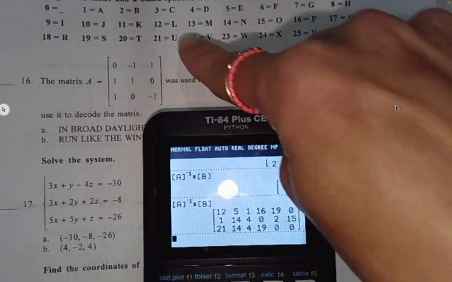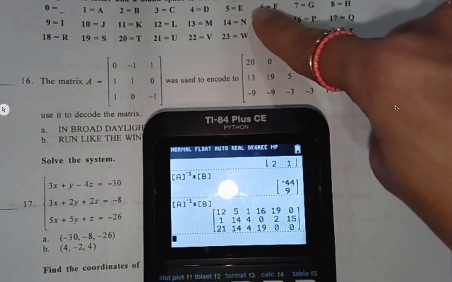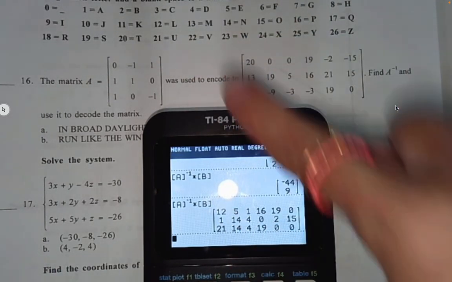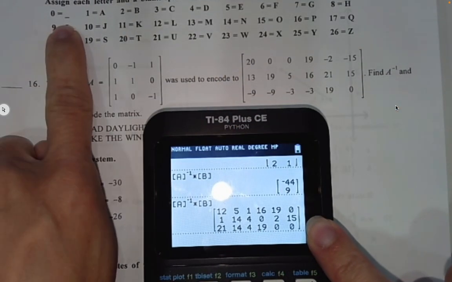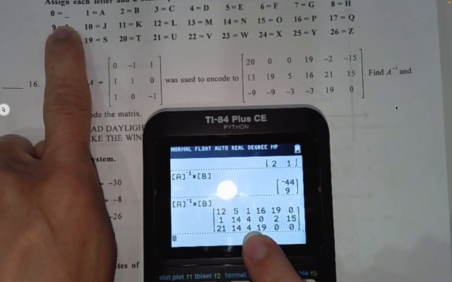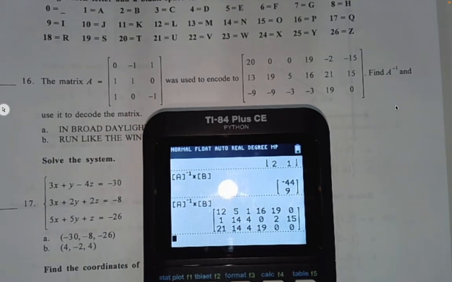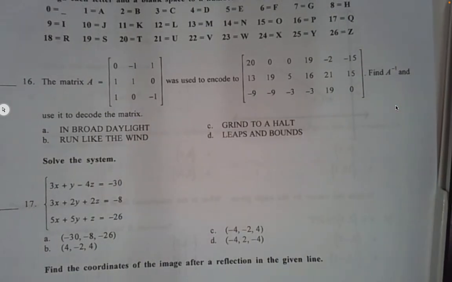So 12 is an L, 5 is an E, 1 is an A, and it goes through leaps, and then the 0 is your space. And then the next word is and, space, bounds, space, space. So it's leaps and bounds. Okay? Everybody kind of good with that?